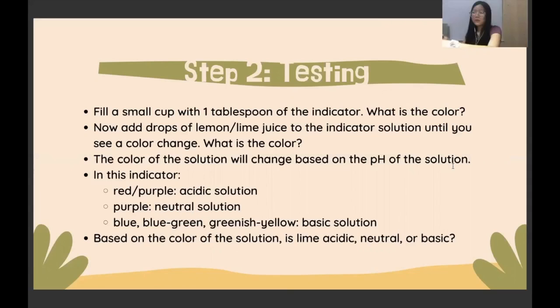The color of this indicator solution is going to change based on the pH, right? So in this indicator, if it's red, that indicates an acidic solution. If it's purple, that's neutral. If it's blue, blue-green, or greenish yellow, it's a basic solution. But based on the color, is lime acidic, neutral, or basic? If you said acidic, you would be correct.